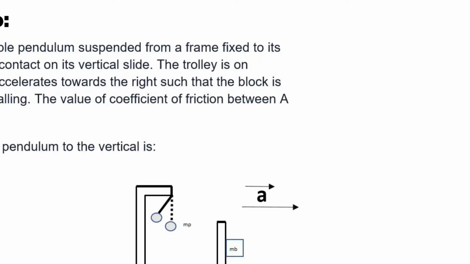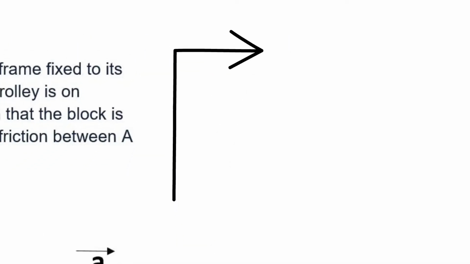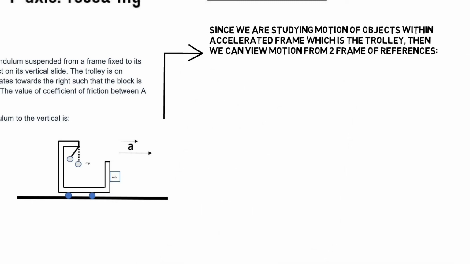Now, first of all, since we want to study the motion of objects, in this case a pendulum and a block, within an accelerated frame, that is a trolley, we can study their motion from two frames of reference: either from an inertial frame of reference, where the observer is observing the motion from the ground, or from a non-inertial frame of reference, where the observer is observing the motion from within the accelerated trolley.